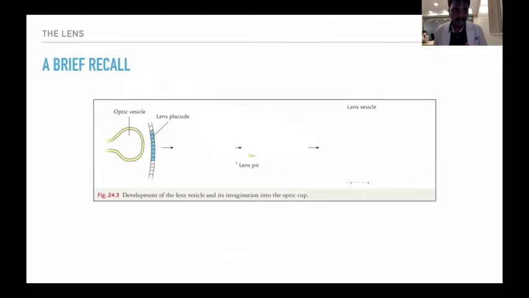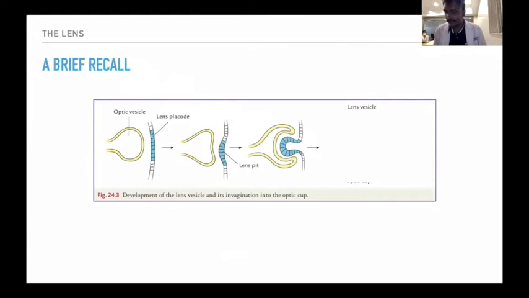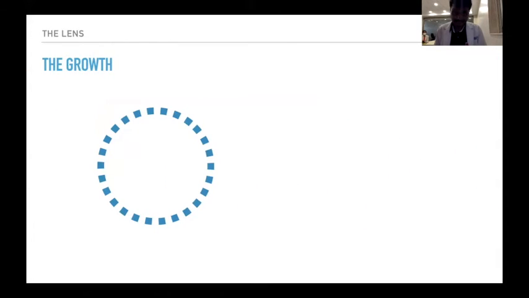Again, let's go back to our line diagram. We know our optic vesicle stalk invaginates inwards, forming a lens vesicle, optic cup, and a surface ectoderm. Now, I have just given a small representation, a line diagram, of what's exactly happening. Now, imagine the lens placode as a single row of cells.